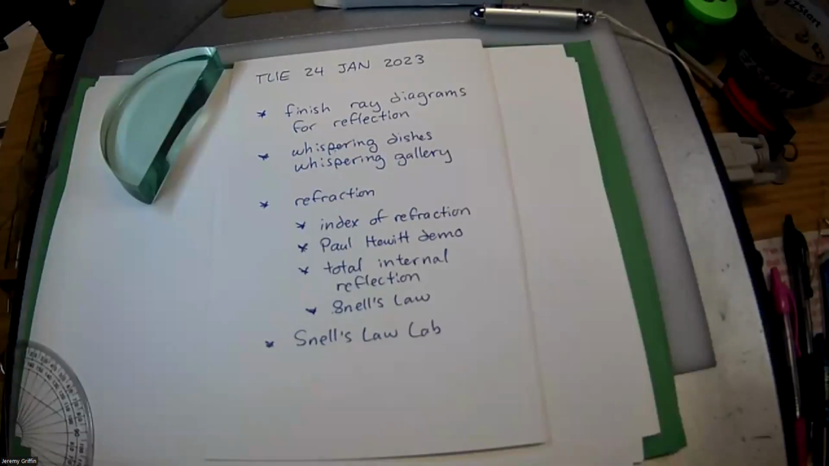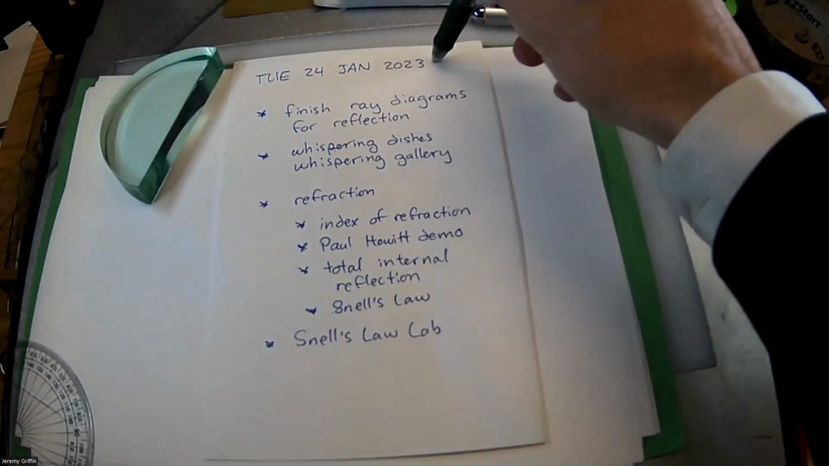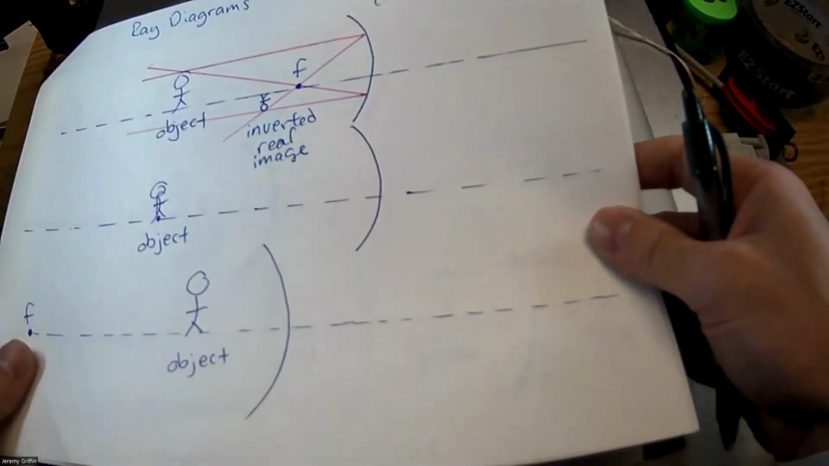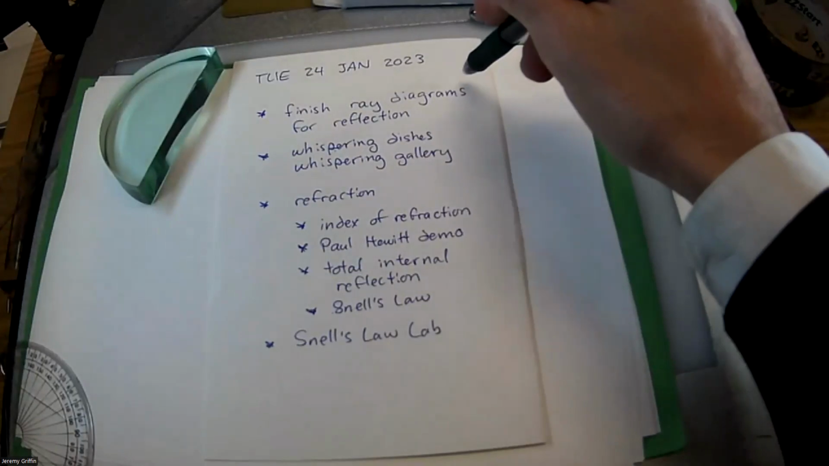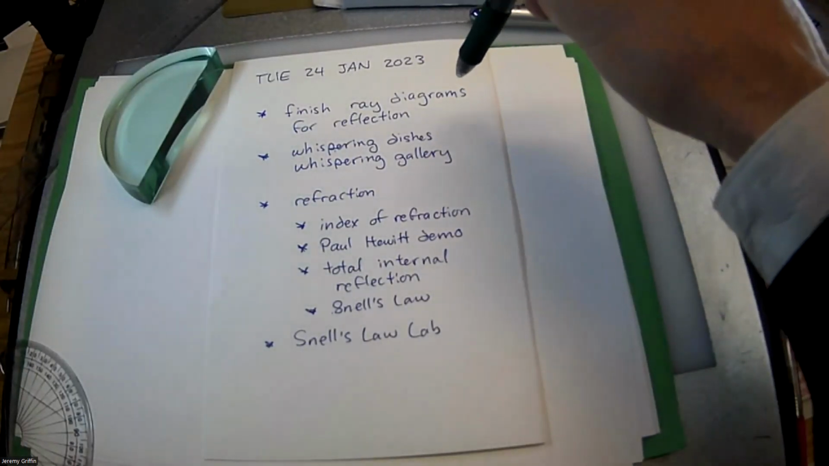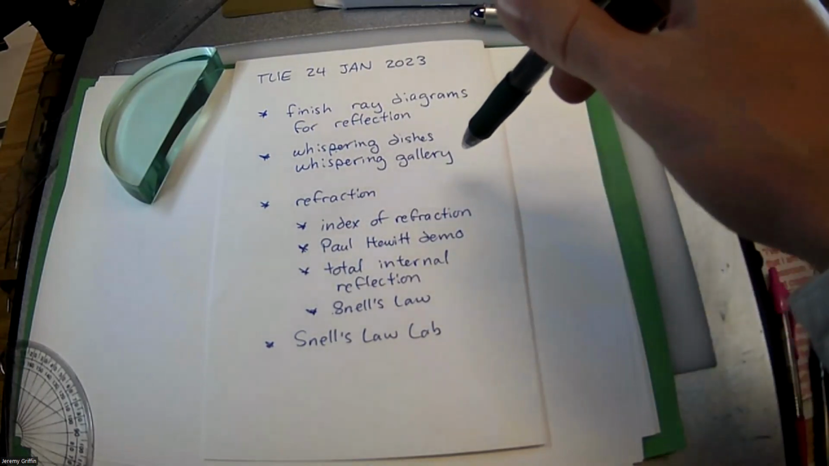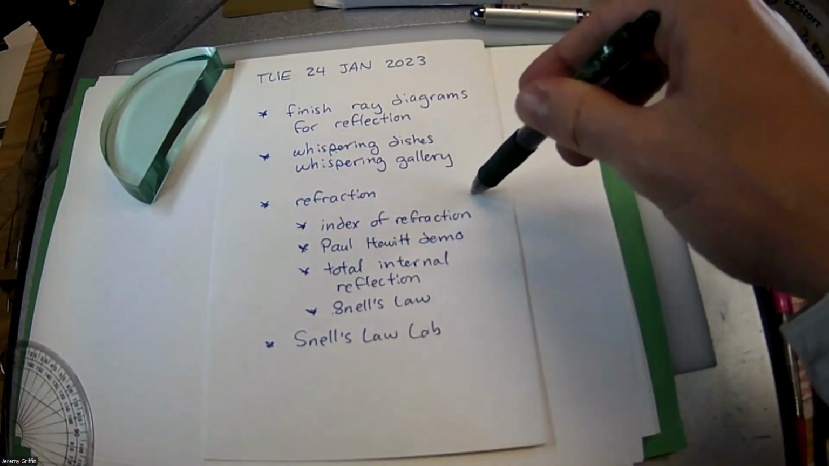Recording is rolling, so it is Tuesday, January 24th. We're going to finish up these ray diagrams from yesterday for reflection. Then I've got a practical real life example of that. It's pretty cool to show you guys. Then we're going to switch over and look at refraction.